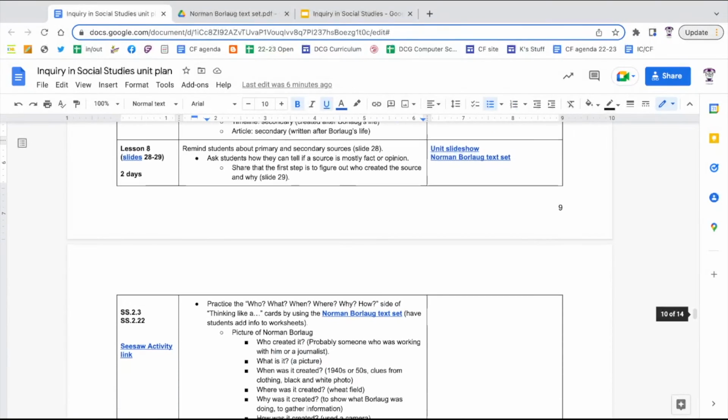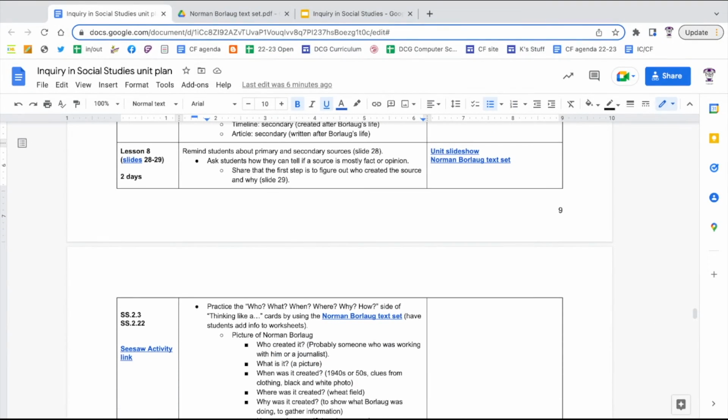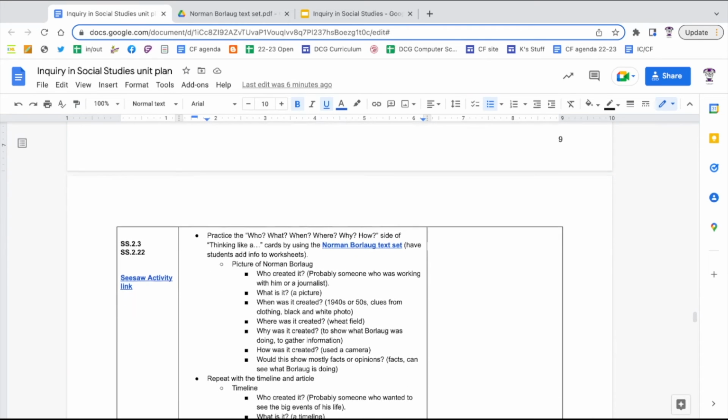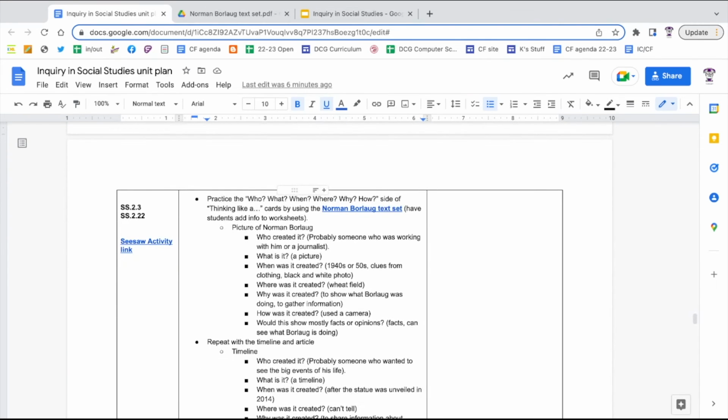In Lesson 8, we move on from primary versus secondary to learning about if a source is fact or opinion. This means that we need to know the who, what, when, where, why, how side of things, and again, use the Norman Borlaug text set to go through and figure out who created it, what is it, when was it created, etc. Again, more information about how to do this can be found in that primary and secondary sources video.